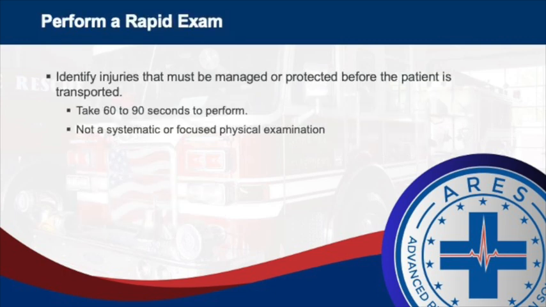Once you've assessed airway, breathing, and circulation, the next step in your primary assessment is performing a rapid scan. This step is all about quickly identifying any life-threatening injuries or conditions that need to be managed or protected before transporting the patient. The rapid scan is exactly what it sounds like. It's fast and focused. Take no more than 60 to 90 seconds to complete it.